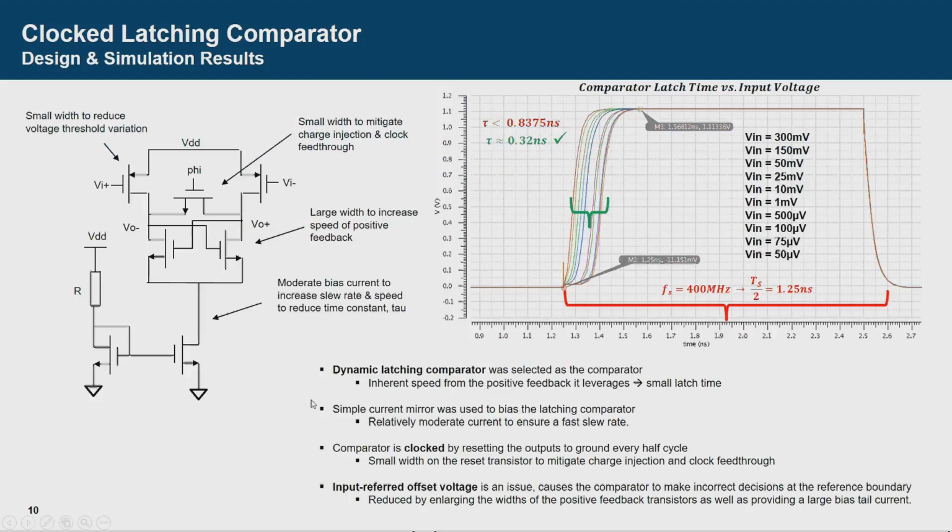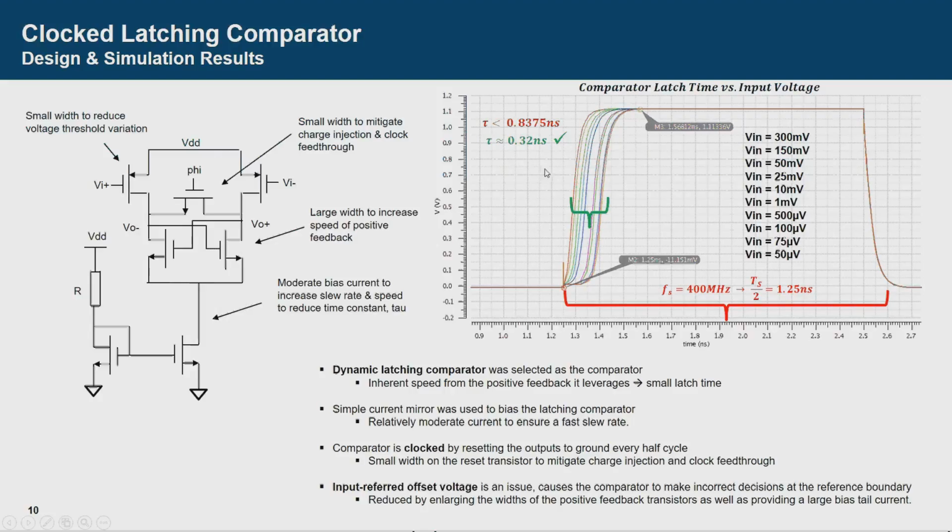So the design of the comparator is on the left. It is comprised of a simple current mirror with a latching comparator using positive feedback. The reset switch in the middle of the comparator is using a small width to mitigate charge injection and clock feedthrough.